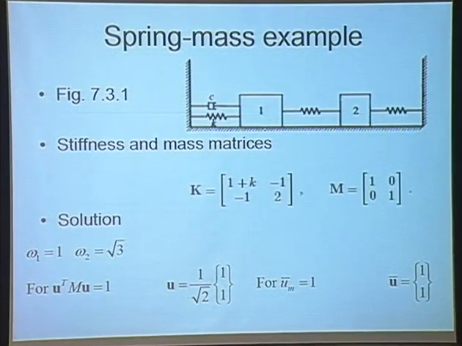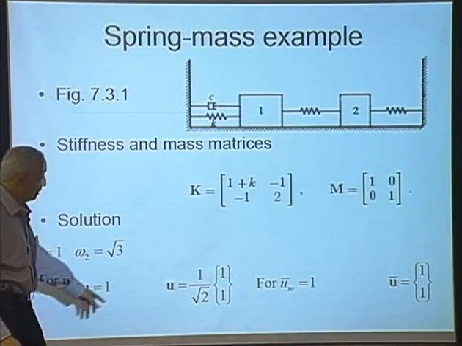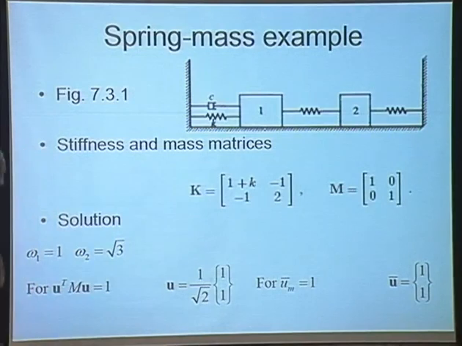Then for k equal to 1, you solve it and you find that omega 1 is equal to 1, omega 2 is equal to the square root of 3. And this is the first eigenvector that corresponds to the normalization condition U transpose M U equal to 1. What is the physical meaning of this eigenvector?